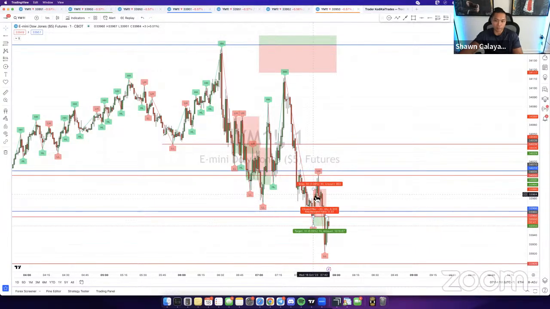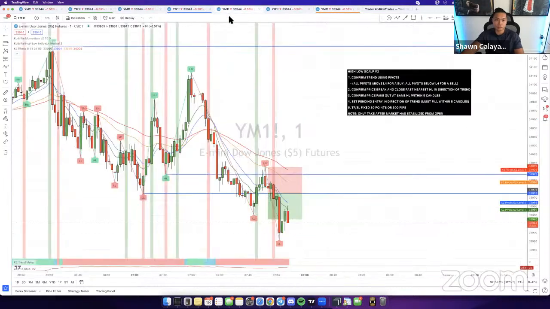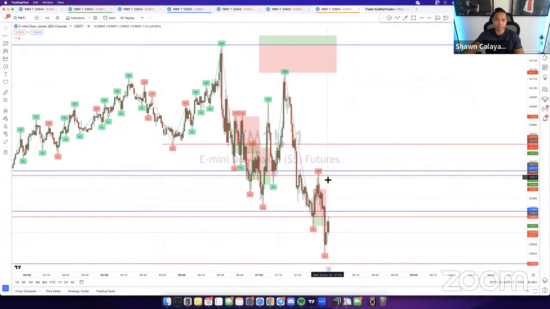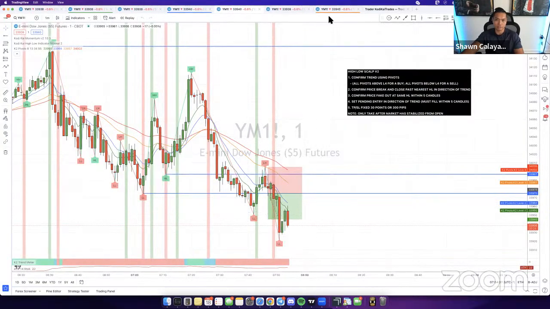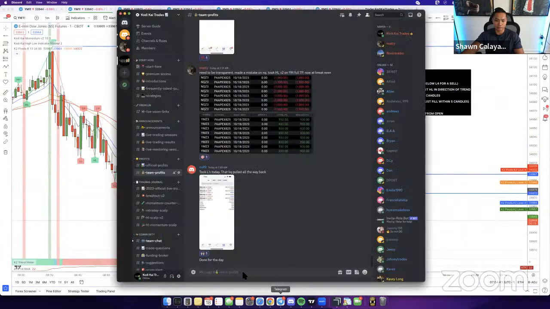It kind of played out like how I was anticipating, and it came back for that second retest of it. The thing is, with this high-low scalp V2, it's kind of similar to the retest of the liquidity here, right? It's kind of the same thing. It's just different. For this, we're looking for the closes, and for this, you're just looking for the touches. So it's very similar in a sense.